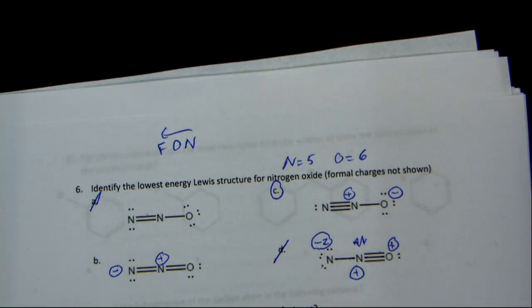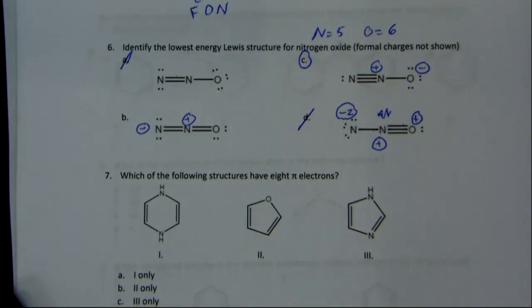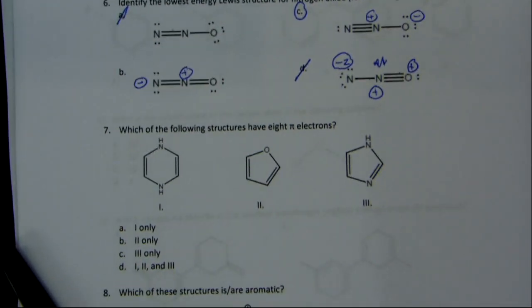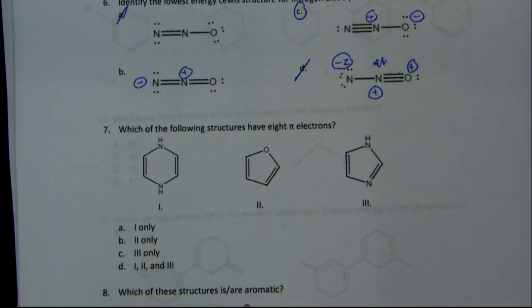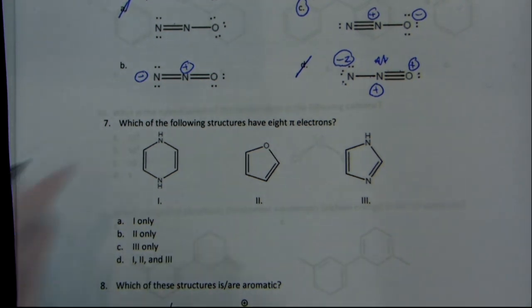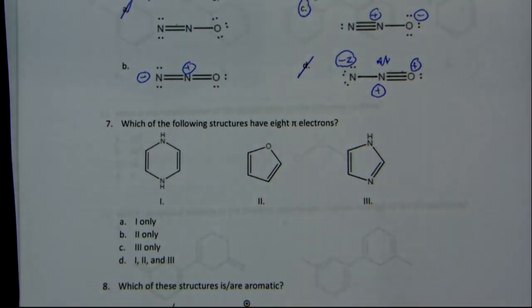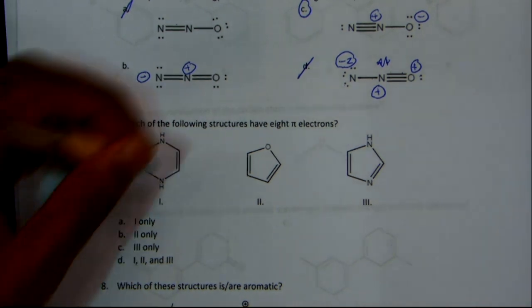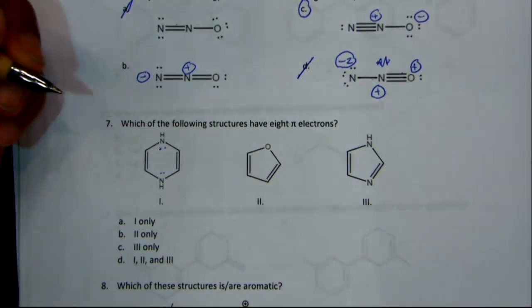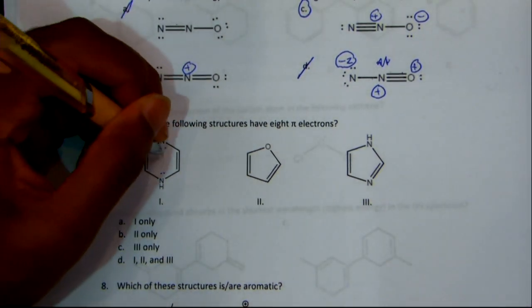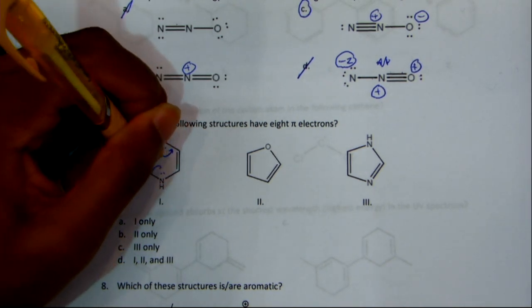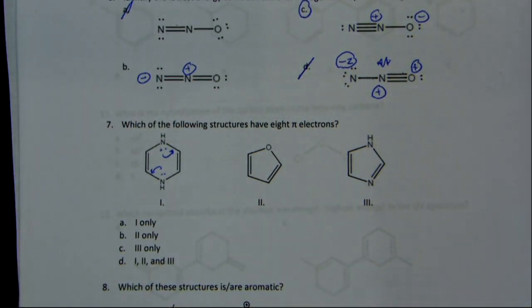Okay, so now let's look at 7, which is which of the following structures have 8 pi electrons? So this is aromaticity. I think this is chapter 19 or something. All right, so let's count my pi electrons. What do you guys think about 1? Does it have 8 pi electrons? Cool. So it's got a lone pair here, got a lone pair here. Both these lone pairs can participate in resonance with the ring at the same time, so it definitely has 8.